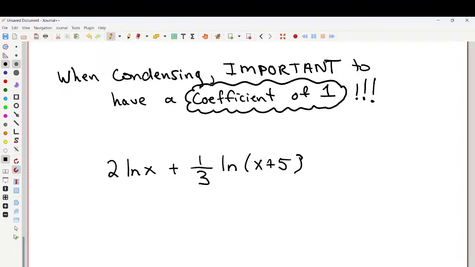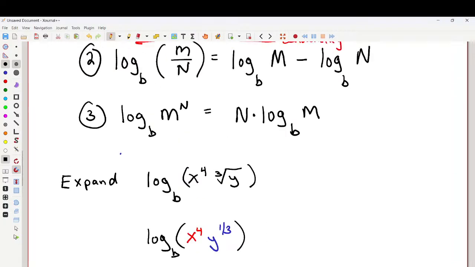Some students will say, all right, this is obviously a plus, good. They're thinking product, multiply, also good. And then they do x times this expression. And that's not true. The reason that's not true, we can condense logarithms when there's a coefficient of 1 in front of them. To emphasize that, let's look at the property.